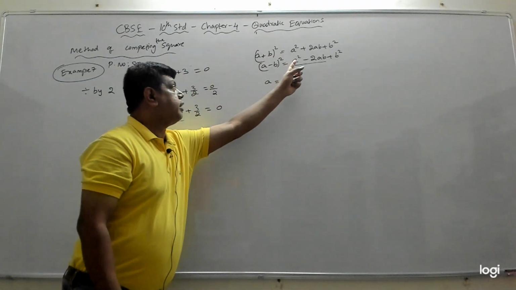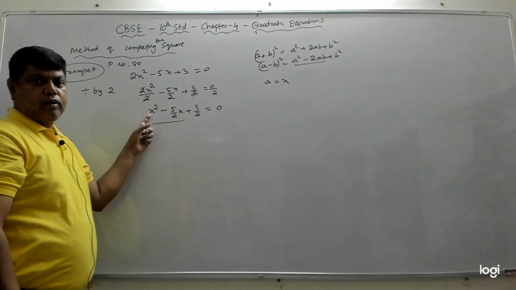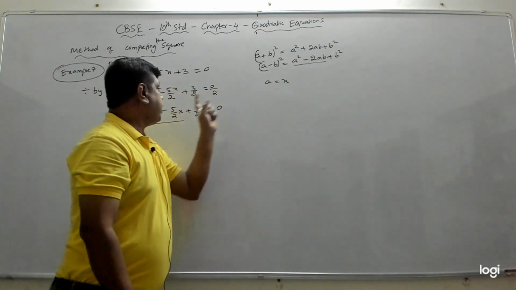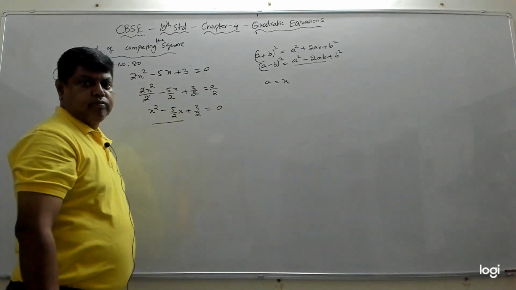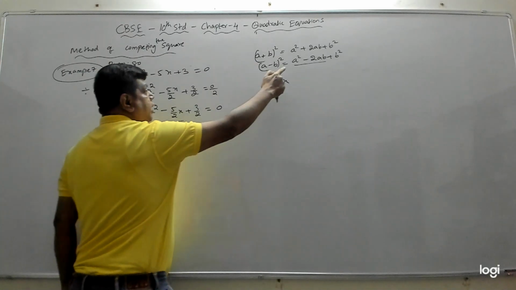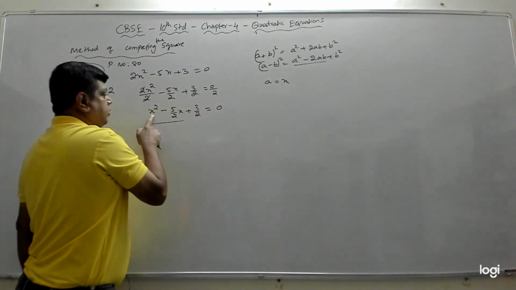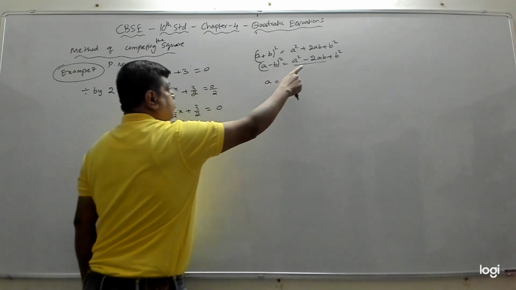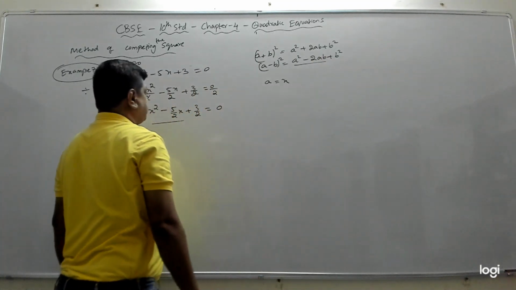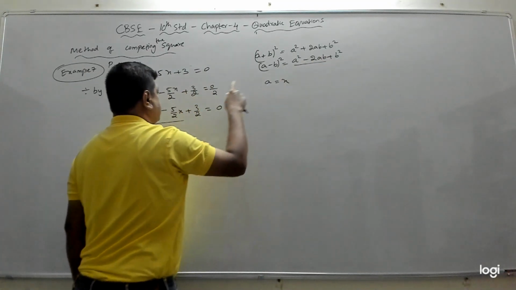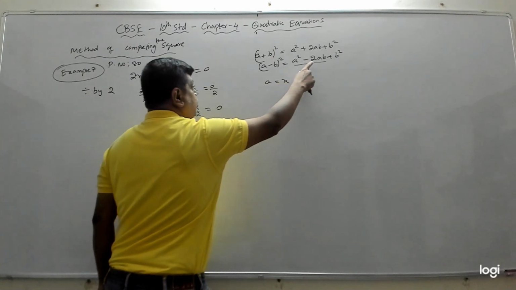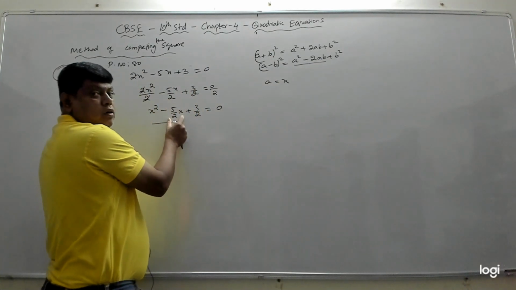Because in the place of a square I have x square. When a square is equal to x square, my a is x. In the place of a, if I put x, I will get x square. Now the next term we have is minus 2ab. This minus is this minus. Now in the place of 2ab, I have 5 by 2x.